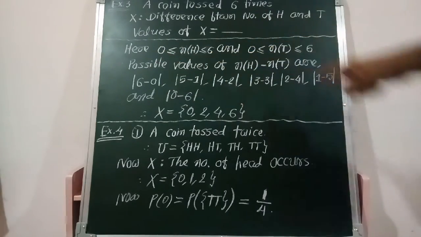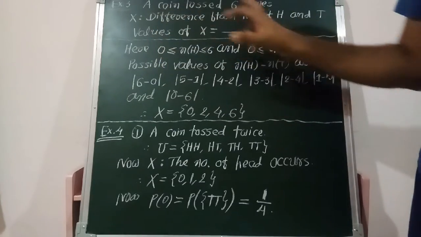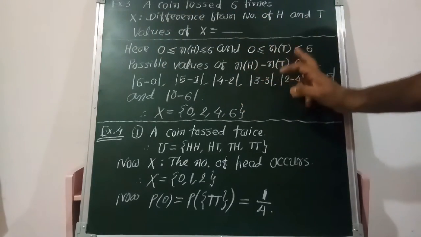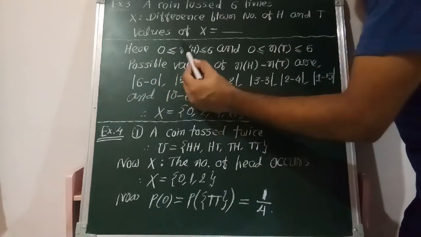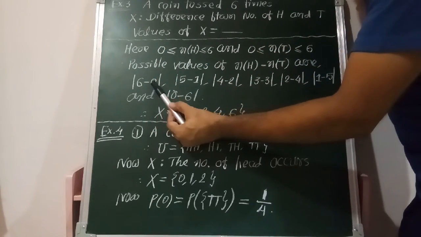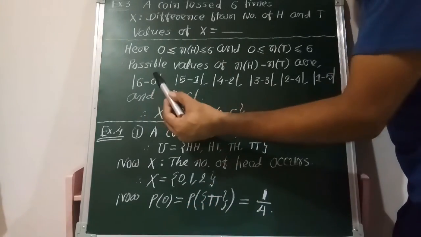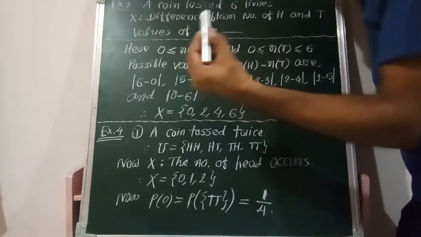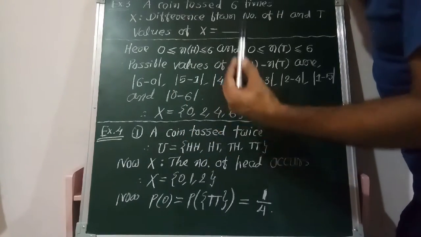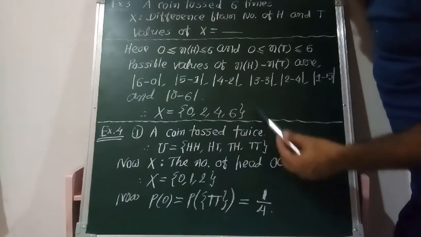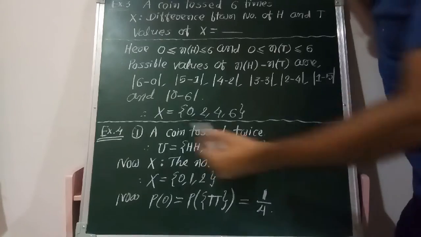So therefore, the possible values of number of H minus number of T. It means the difference between the number of heads and the number of T. So the possible values, let us see. We start with 6 times head, obviously 0 times tail. See here, there are 6 random experiments. So all 6 heads and 0 tails, or 5 heads and 1 tail, or 4 heads and 2 tails, or 3 heads and 3 tails, 2 heads and 4 tails. So these are the possible results.